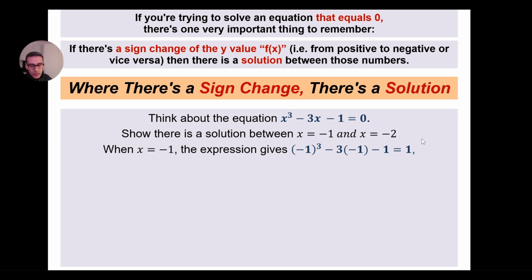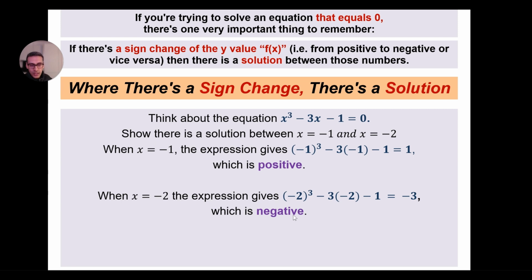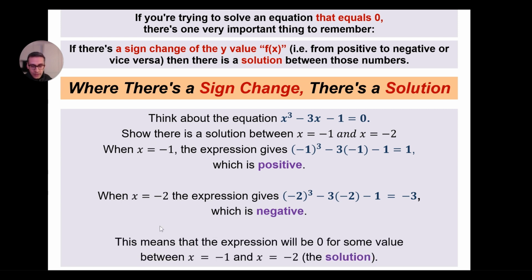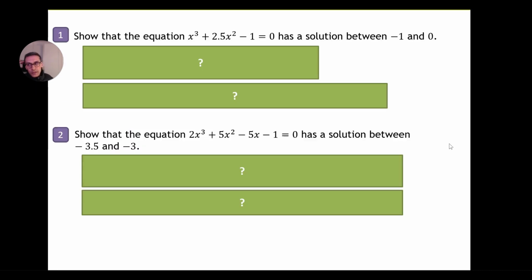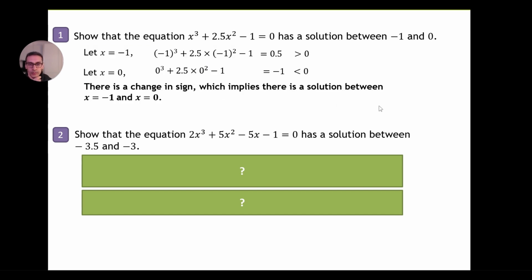You want to put these two values in. You want to show that one is positive. You want to show the other one is negative, and then just say your key phrase, because there is a sign change, there is a solution. So let's do some practice questions. Pause the video and try these two questions here, and then I'm going to show the answers in 5, 4, 3, 2.